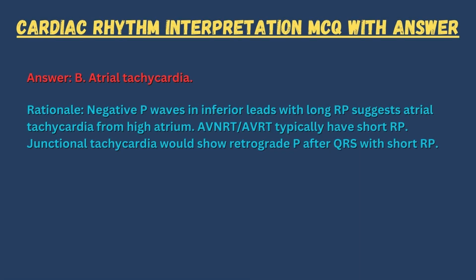Answer B. Atrial tachycardia. Rationale: negative P waves in inferior leads with long RP suggests atrial tachycardia from high atrium. AVNRT/AVRT typically have short RP. Junctional tachycardia would show retrograde P after QRS with short RP.